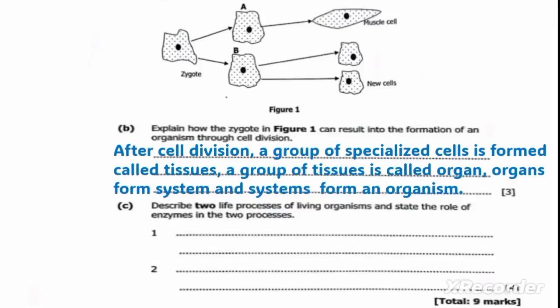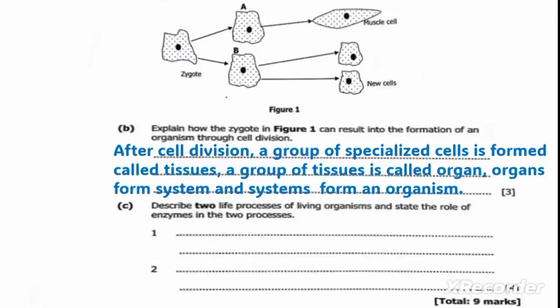We shift to the last part of question 1. The question reads, which is C: Describe 2 life processes of living organisms and state the role of enzymes in the 2 processes.